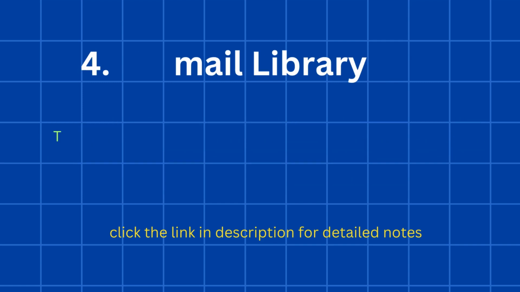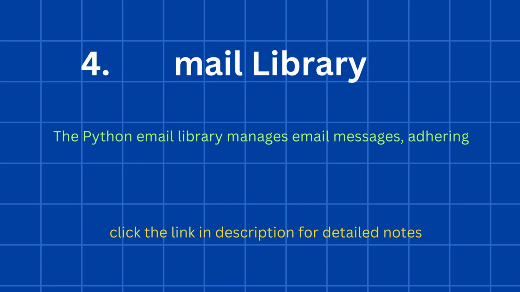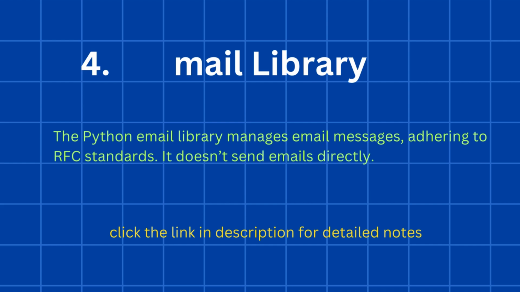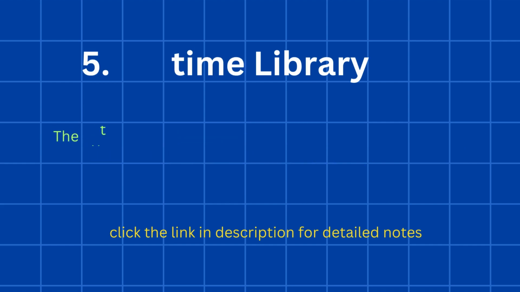Then when the clock matches your schedule, your function gets called. The fourth library which we are going to use is the mail library. Mail library is like your trusty companion for managing email messages. It's like having a digital post office for your code.